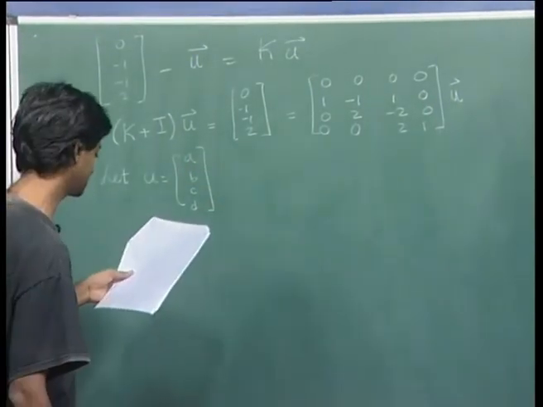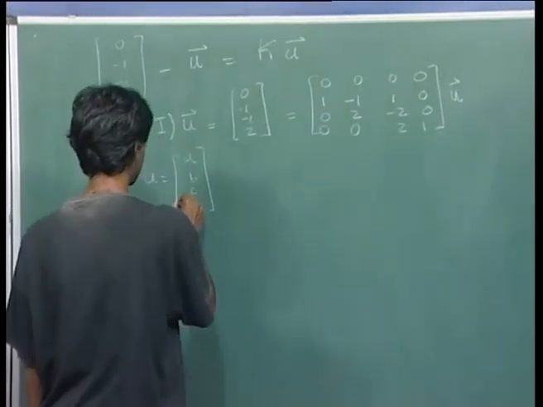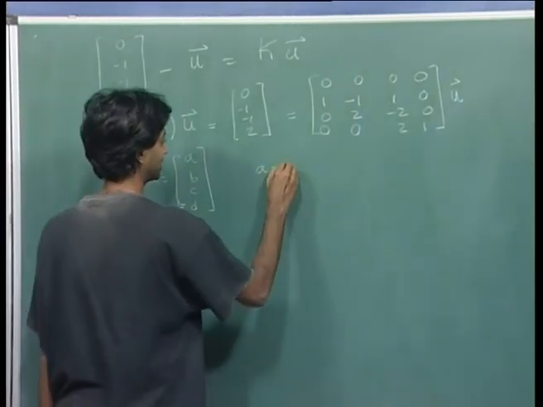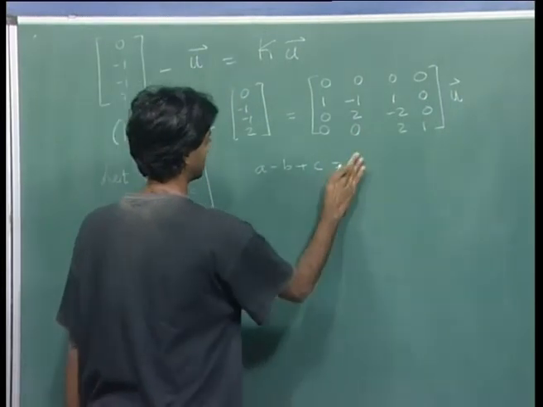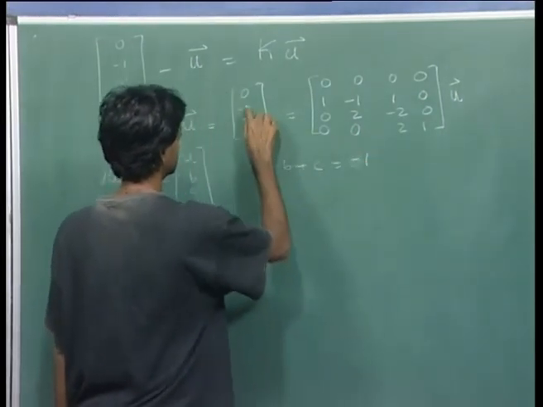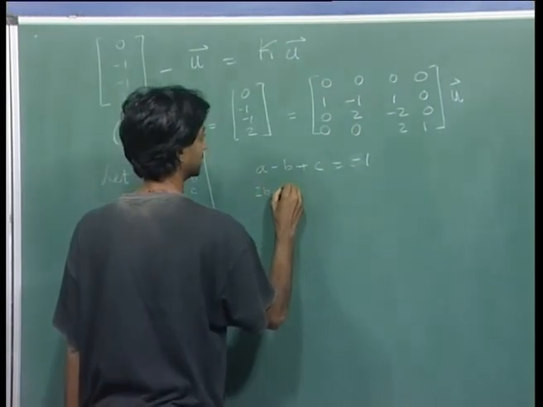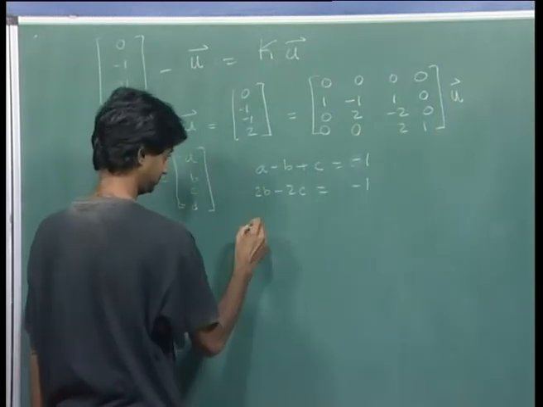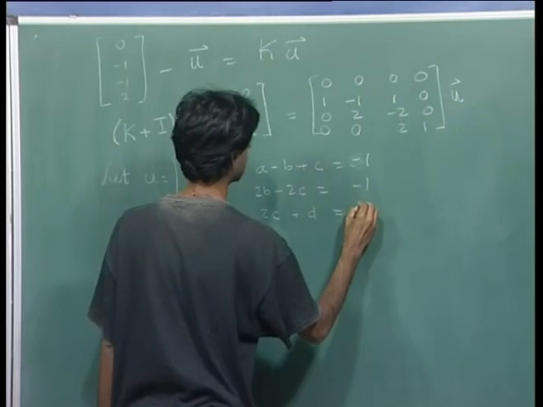Then I can write these equations as: the first equation is just 0 equal to 0, so that is not really relevant. The second equation I can write as A minus B plus C equal to minus 1. The third equation I can write as 2B minus 2C is equal to minus 1. And the last equation I can write as 2C plus D equal to 2.